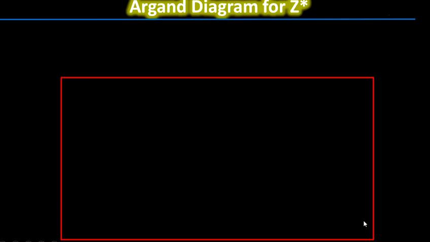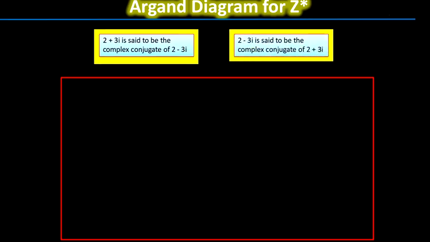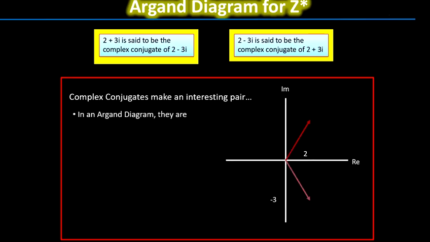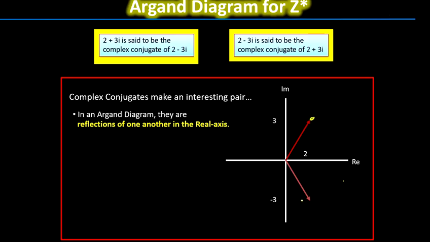Now about the representation of conjugate on the Argand diagram. If I have a complex number 2 minus 3 iota, the conjugate is 2 plus 3 iota, and oppositely if I have 2 plus 3 iota, the conjugate is 2 minus 3 iota. And they form an interesting pair on the Argand diagram. Now this is the sketch of complex conjugate of 2 plus 3 iota, the upper one, and the lower one is 2 minus 3 iota. And it is basically reflection in the real axis.